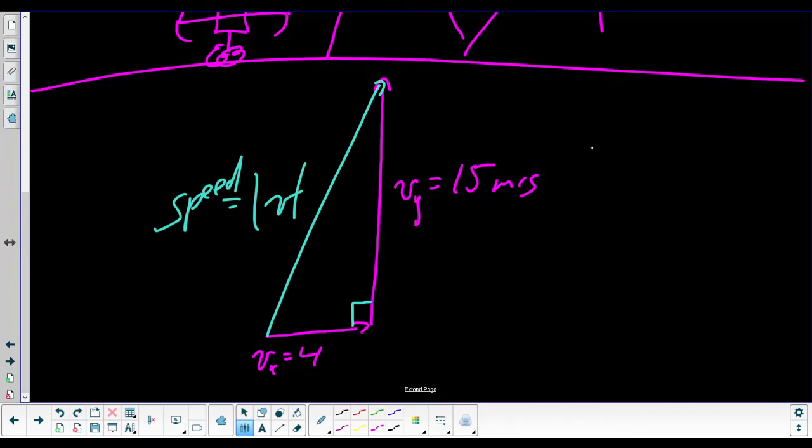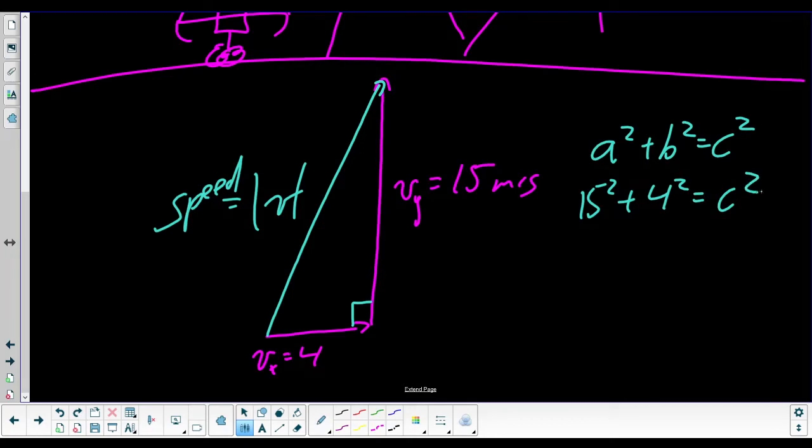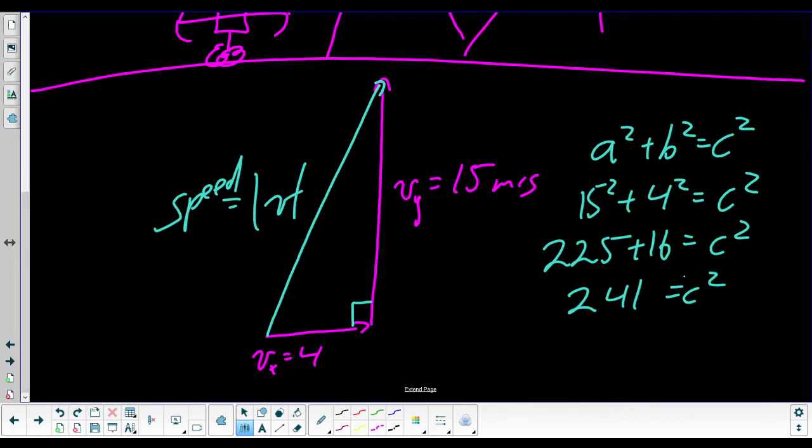So Pythagorean theorem: a squared plus b squared equals c squared. So we have 15 squared plus 4 squared equals c squared. 225 plus 16 equals c squared. 241 equals c squared. And then we take a square root on both sides and we plug it into our calculator very carefully, 241.